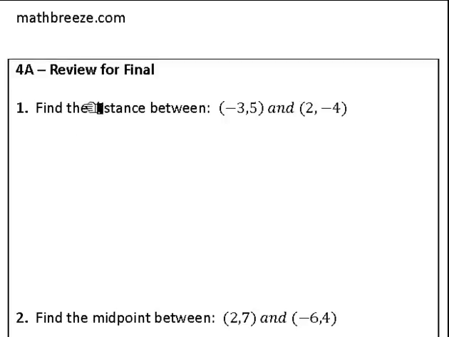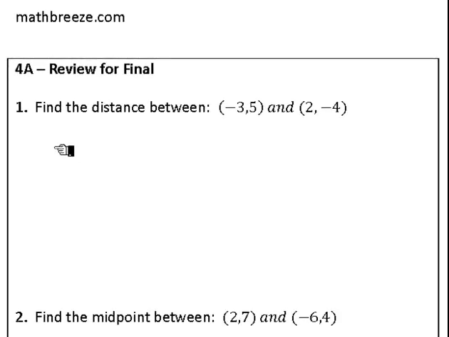We're continuing our review with the material from test 4. So we're starting the material on lines and graphing. All right, so the first question asks to find the distance between points (-3, 5) and (2, -4). So we're just going to use the distance formula.